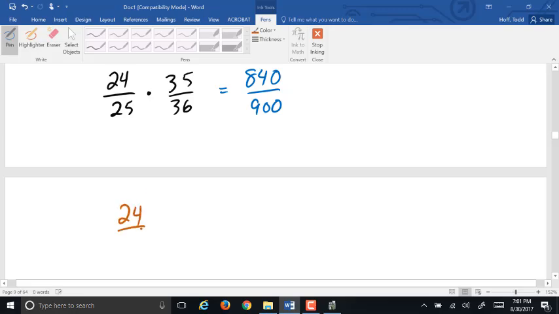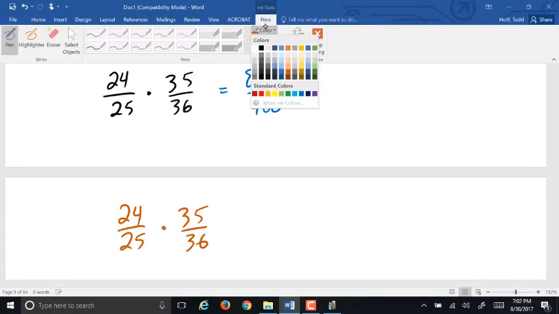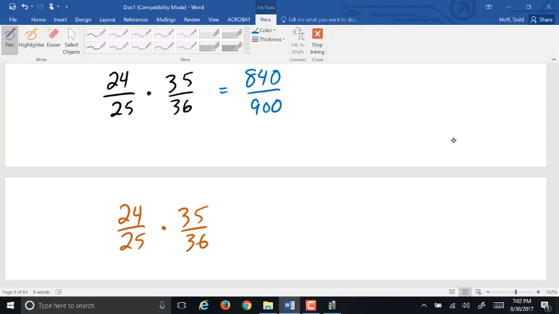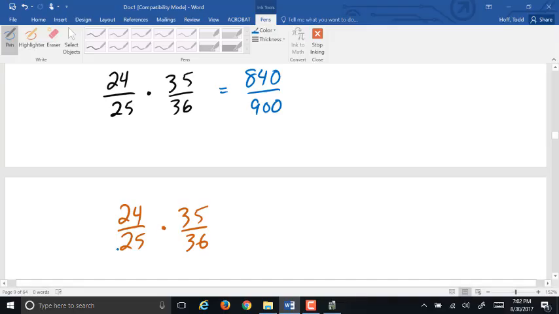I could take my 24 over 25 times 35 over 36. And I can do that cross canceling. Now, some textbooks call this cross multiplication, by the way. But there are other processes that are called cross multiplication in other textbooks. So I'm calling it cross canceling so that we're not calling 2 different things by the same name. But if we look at this, what can we cross cancel here? 35 and 25 can both be divided by 5. What is 25 divided by 5? 5. What is 35 divided by 5? 7. So we've reduced that.